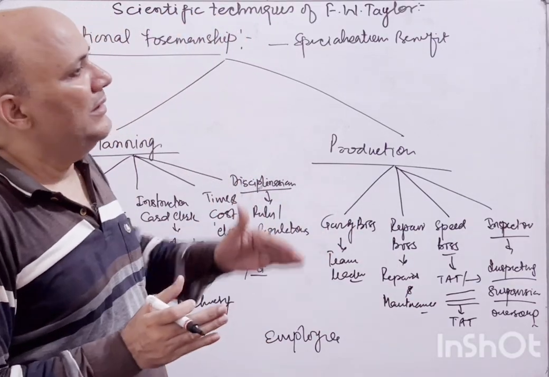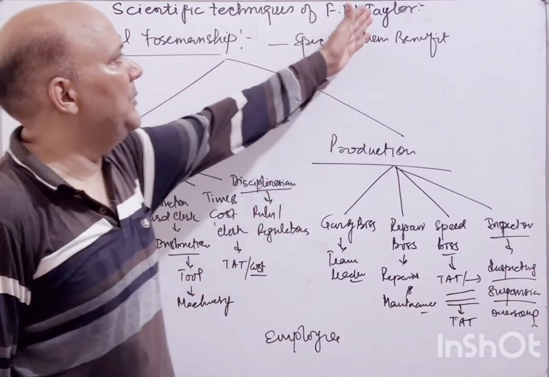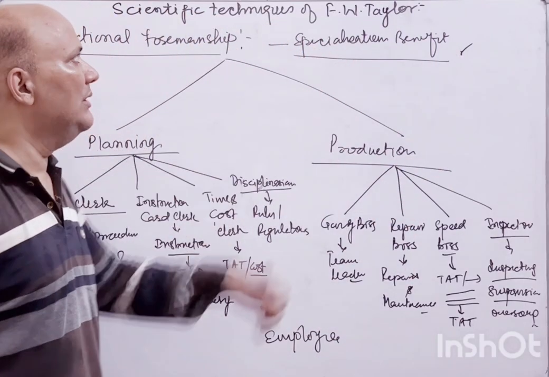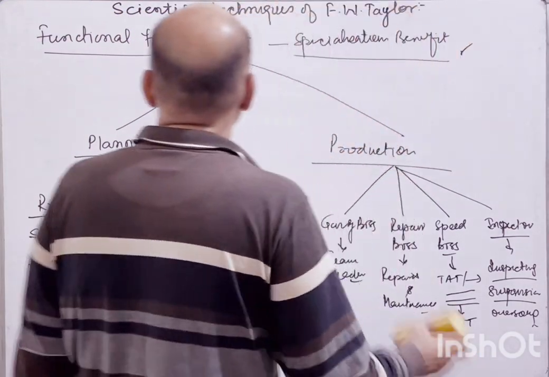That is the thought process behind this functional foremanship by F.W. Taylor, and they are getting the specialization benefit according to him. So this is the first technique, right? So now we will move to the next technique.